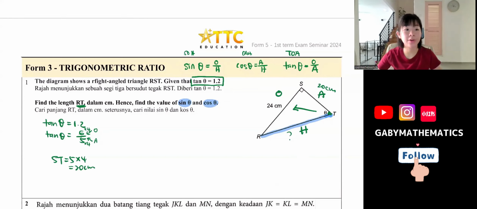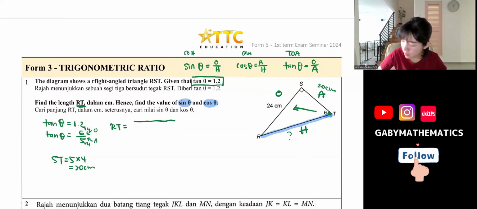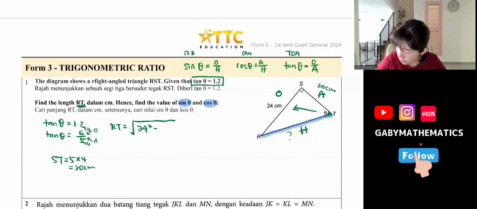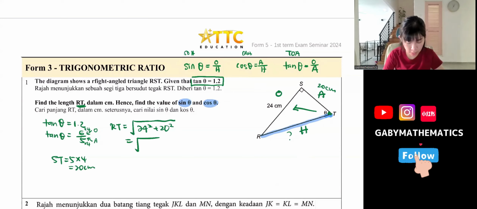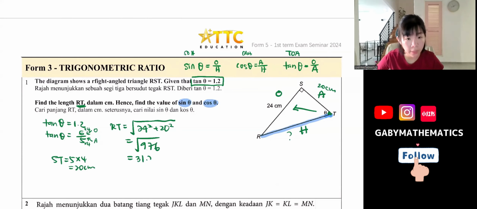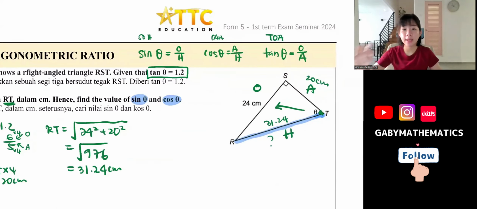We can use Pythagoras theorem to find it. Right? RT is the longest side, so make sure we add, square root of 24 square plus 20 square. 24 square plus 20 square is 976. Square root of 976. Okay, we get a decimal, so the answer is 31.24 cm. So you just label 31.24. So we have all 3 lengths already.